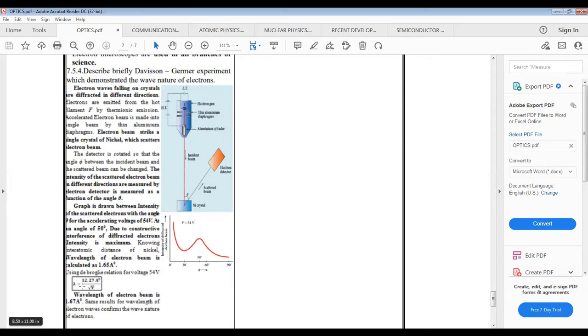So the formula: we know that lambda is equal to 12.27 by root V. What is the voltage we are using? The maximum voltage is 54 volt. If you take the square root of 54, it is around 7 point something. So 12.27 by 7 point something, you'll get 1.67. So the wavelength of the electron is 1.67 Angstrom. The same result is obtained for the wavelength of the electron. We have confirmed the wave nature of electrons. So this is your Davisson-Germer experiment.